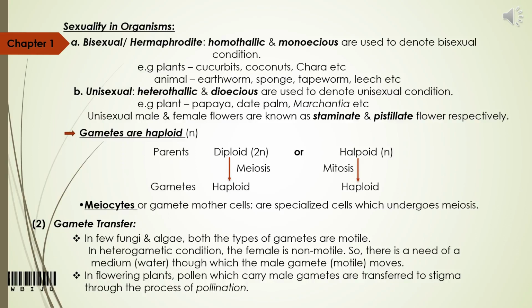Okay, now next let's discuss one important point related to gametes. And the point is that gametes are always haploid, even though the parent organism which produces that gamete may be either diploid or haploid. So if the parent is diploid, then definitely the parent will undergo meiosis to form haploid gamete. And if the parent is haploid, then the parent undergoes mitosis to form haploid gamete.